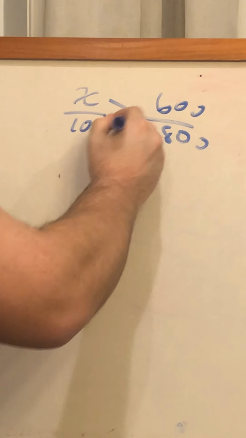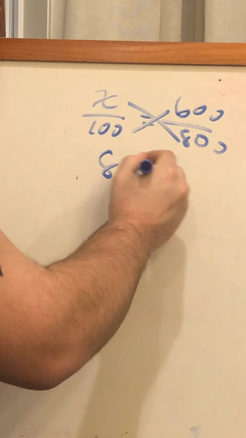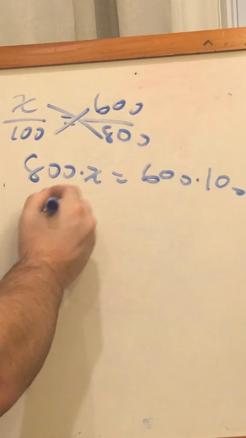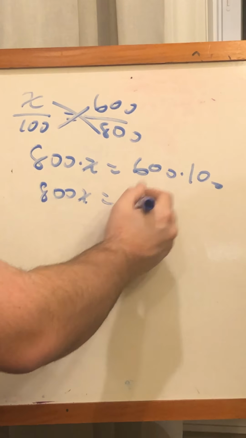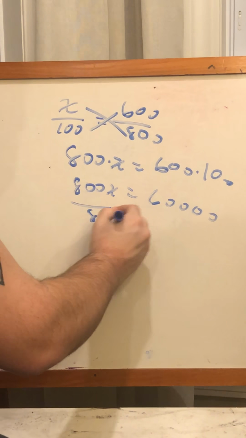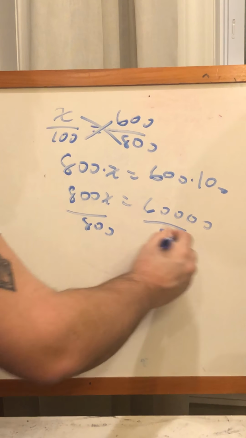Thank you, Con. So if we cross multiply here, 800 times x, 600 times 100, 800 times x is 800x, 600 times 100 I have here is 60,000, divided by 800. Connor, you got your calculator? Open it up.